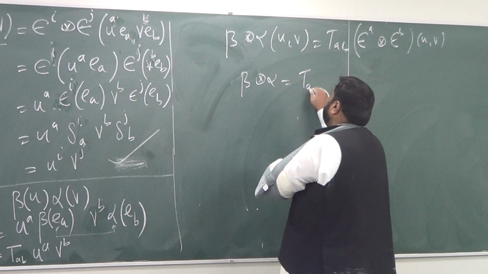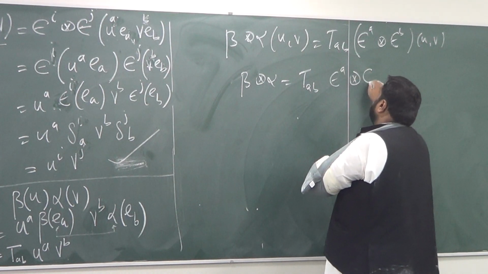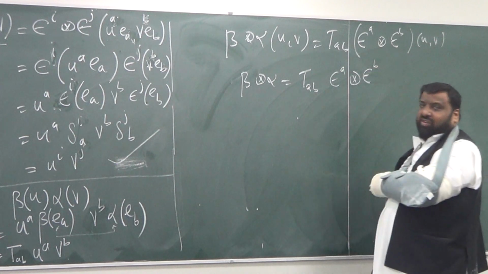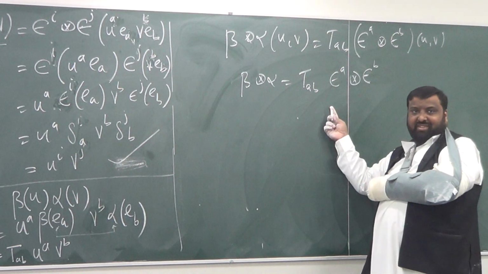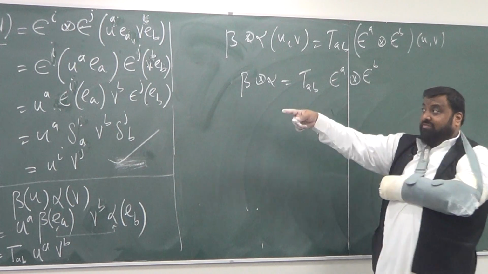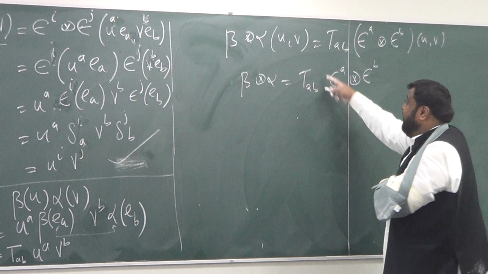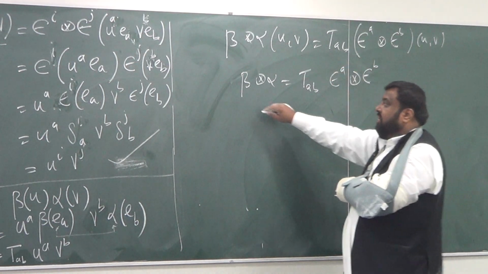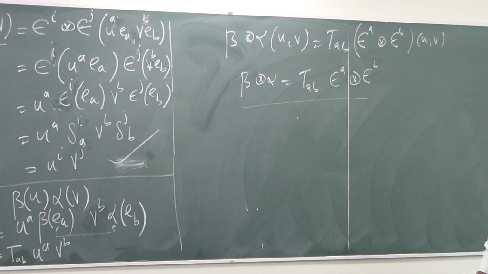So what did you get? You have an abstract bilinear form, and you can write it as a linear combination of these tensor products, which we are claiming to be the basis, and these are the components. So it all makes sense. Are you getting the point? And think about it.